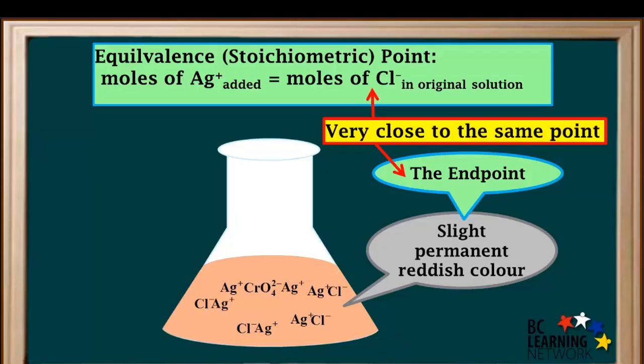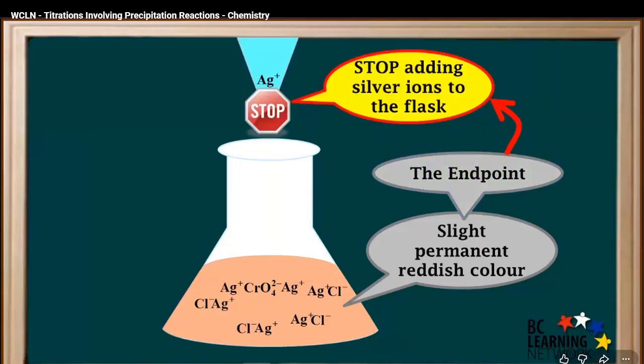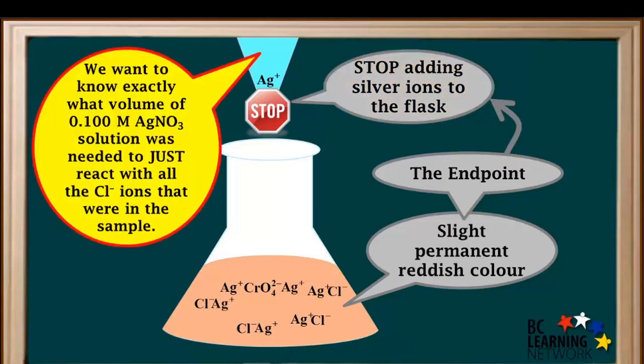In most titrations, if the proper indicator is used and the technique is good, the equivalence point and the end point are very close, and they can be assumed to be the same point. Once we reach the end point, we must stop adding silver ions to the beaker. This is because we want to know exactly what volume of 0.1 molar AgNO3 solution was needed to just react with all of the chloride ions that were in the sample.